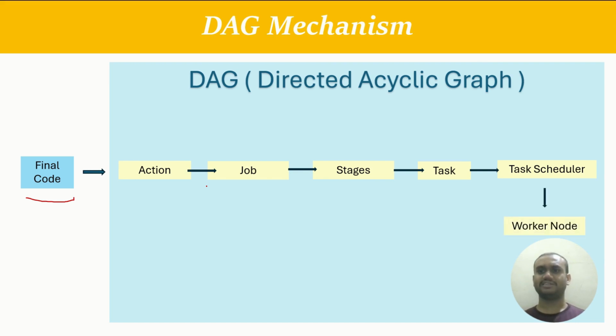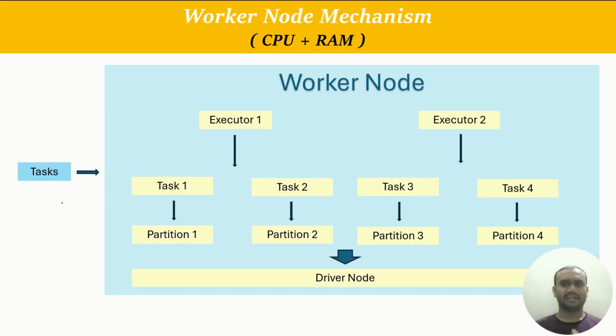So once we have a task available with the task scheduler, it will submit its code to the worker node. Now we will see how the worker node behaves, or what actions are performed inside the worker node. As soon as the tasks are submitted to the worker node, those tasks are divided among executors, in the form of tasks. So a worker node can have multiple executors, and one executor can perform multiple tasks.